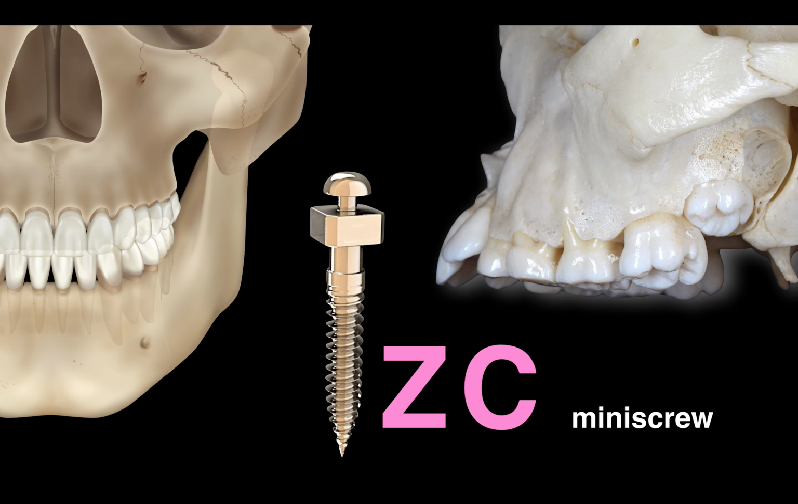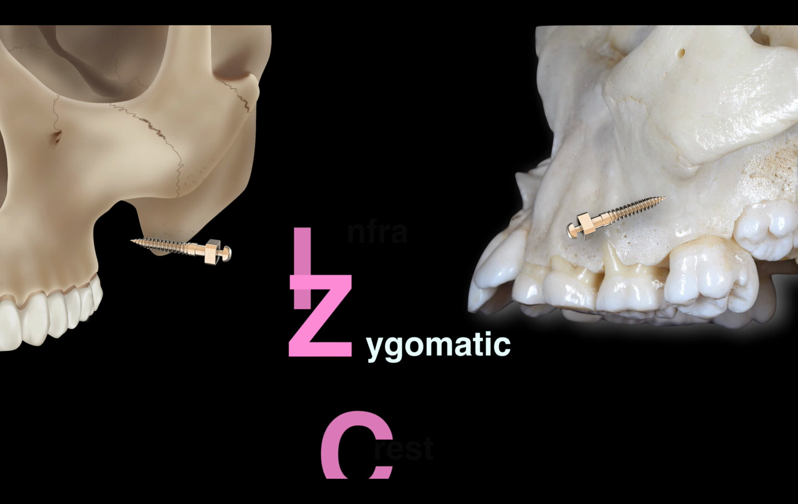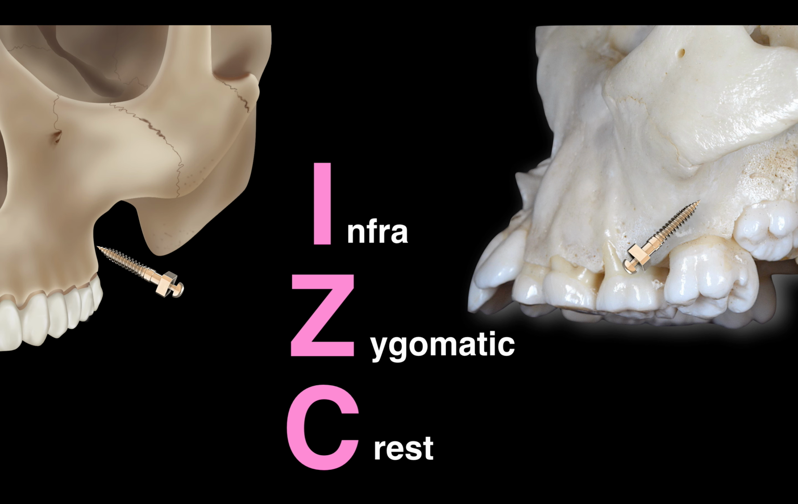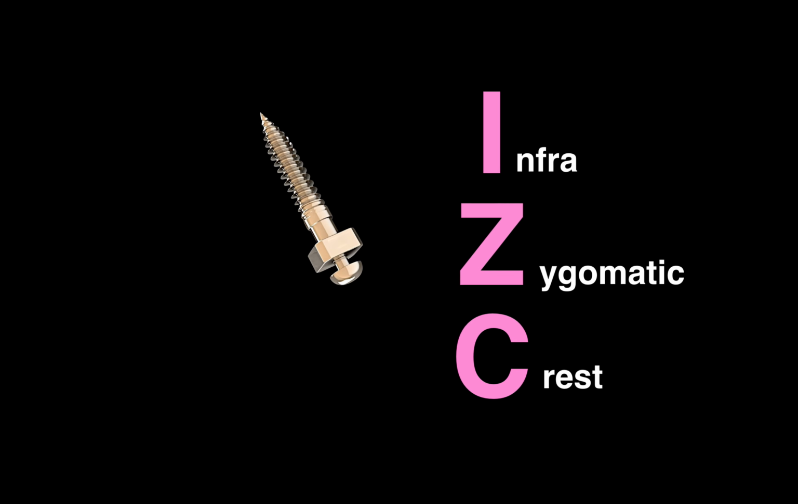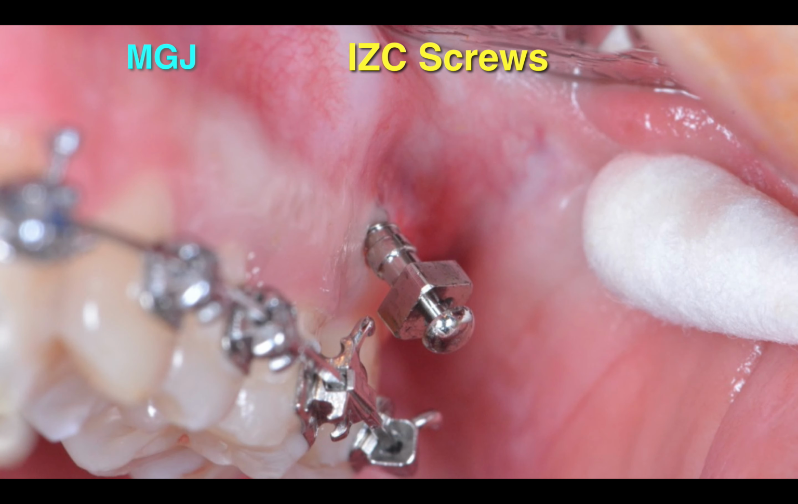So I'm going to show you where this IZC is located. It's somewhere between the first molar and second molar. It's right here. There is plenty of bone in this IZC area, and that's where we put it. So the screw is outside the root.